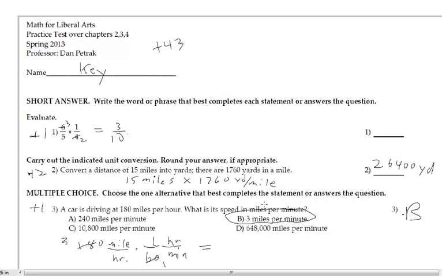And for B, a car is driving 180 miles an hour. How many miles per minute is that? So this is miles per hour. If you want to cancel hours, you put hours in the denominator, hours on top. We want to convert it to miles per minute. There's 1 hour, 60 minutes. So really it's 3 miles per minute. And you can just think about that. If you go 60 miles an hour, that's a mile a minute. If you triple that, that's 3 miles a minute. And I've never gone that fast.